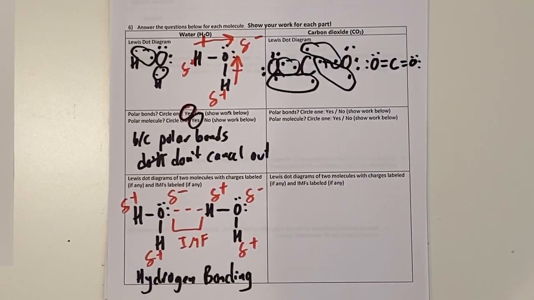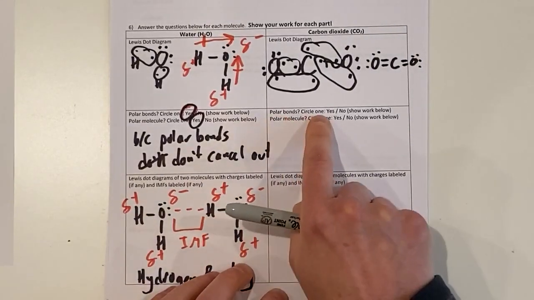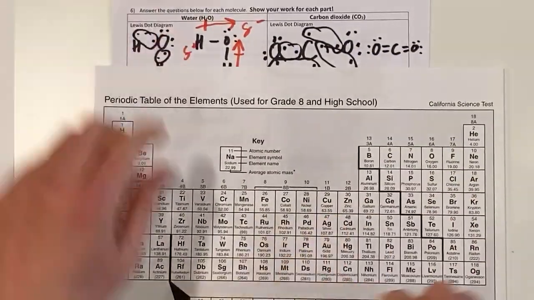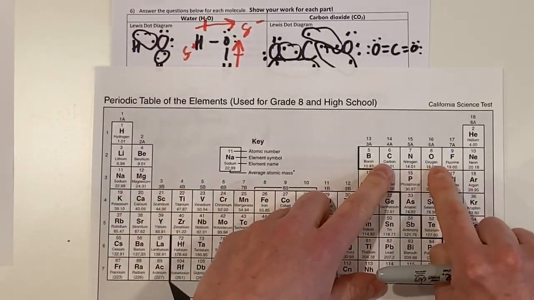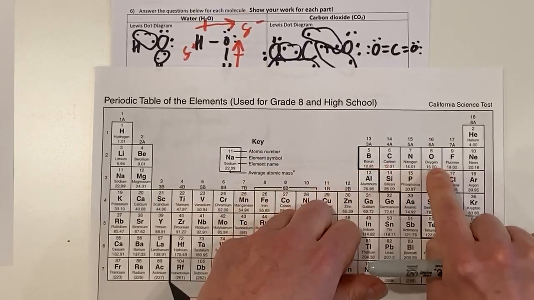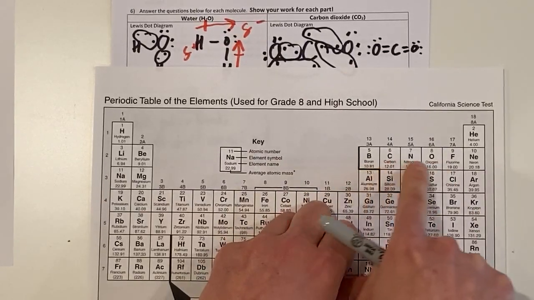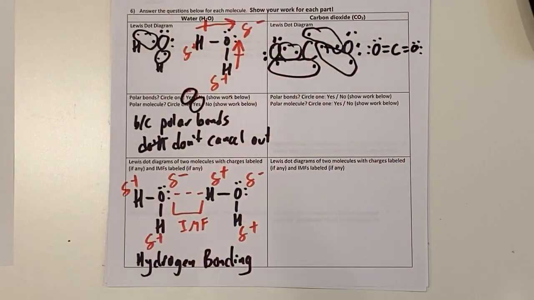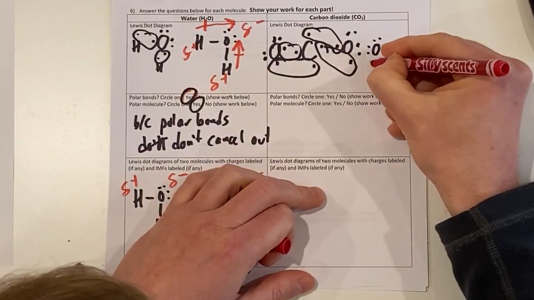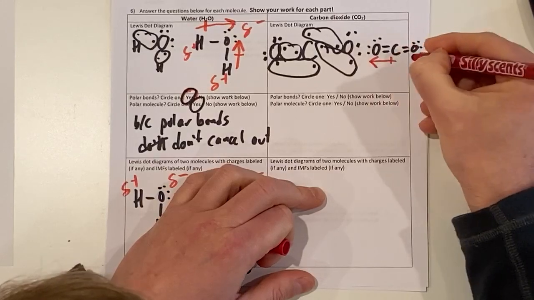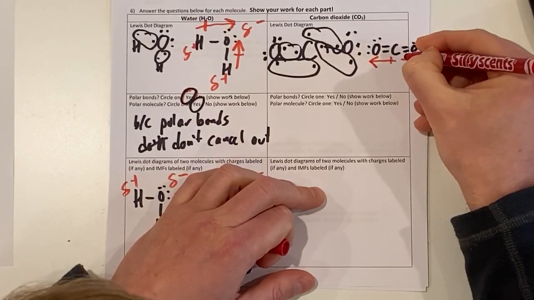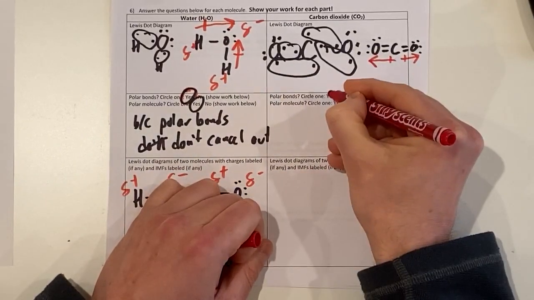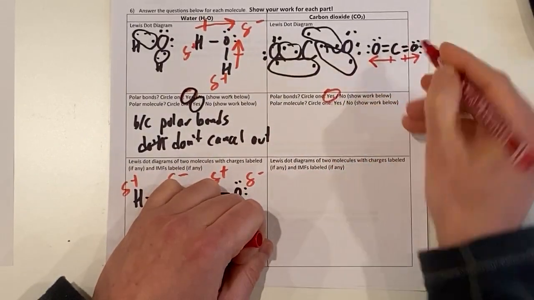Okay, let's go back and take a look. Next question, are there polar bonds? Well, if we look here, we'll notice that carbon and oxygen are separated on the periodic table. Oxygen is more electronegative, so the electrons are going to get pulled towards oxygen. Let's label that up. Electrons pulled towards oxygen here, and electrons pulled towards the oxygen here. So yes, we have polar bonds, and we showed the work up here.